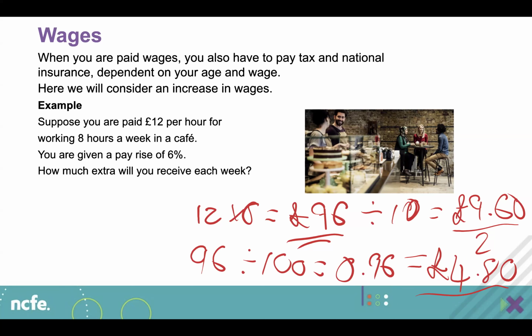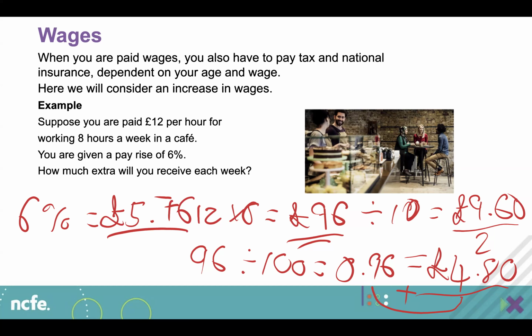So to work out 6%, we add 4.8 and 0.96, which equals £5.76. So 6% equals 5.76. So the increase, you would receive £5.76 more each week.